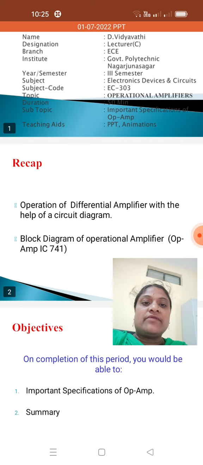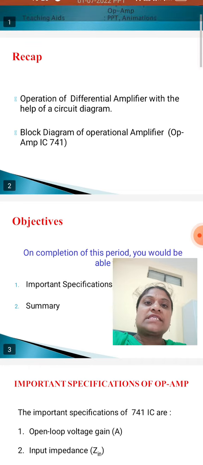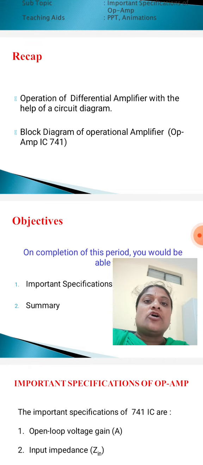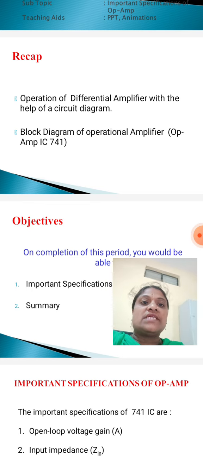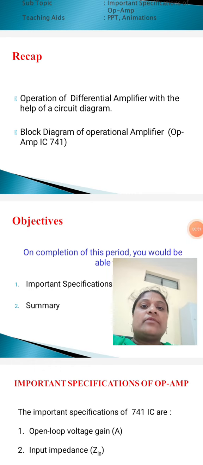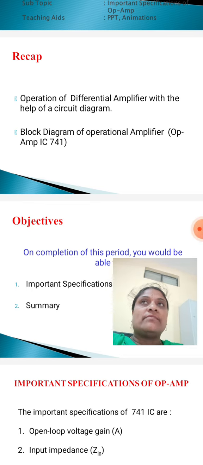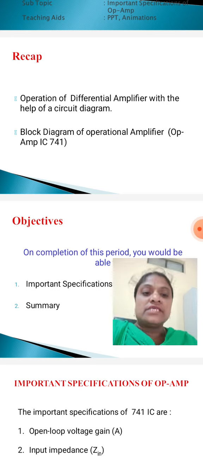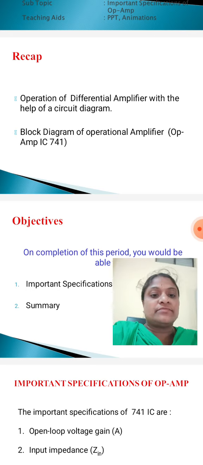Next, recap of this presentation. In previous class we discussed the operation of a differential amplifier with the help of a circuit diagram, and the block diagram of the operational amplifier, op amp IC 741. These two topics were completed in the previous class.